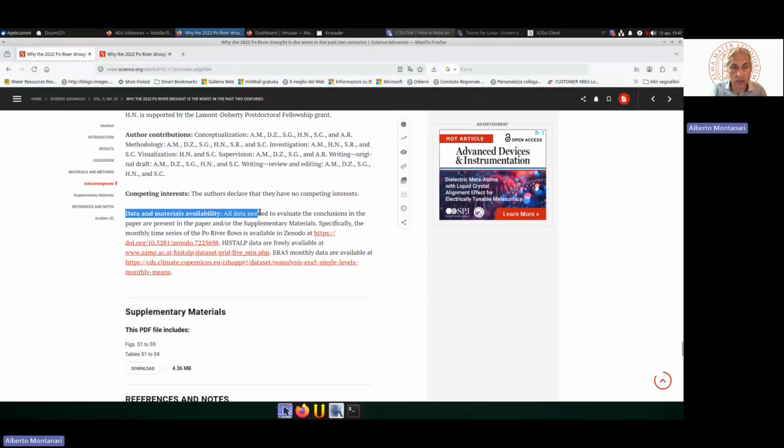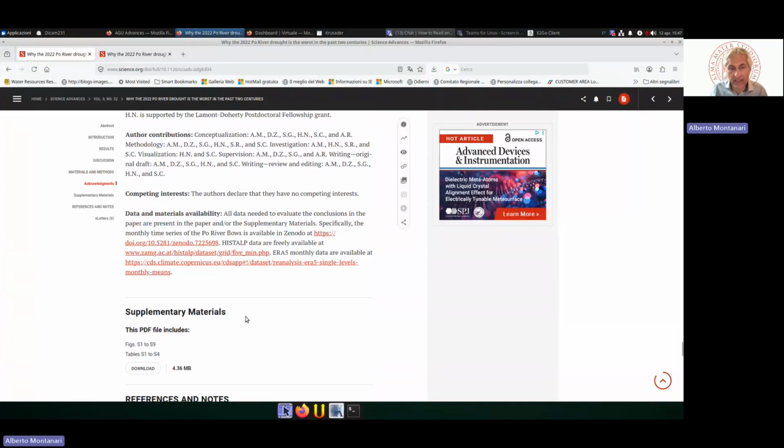And you see here all data needed to evaluate the conclusions in the paper are present in the paper, so are already presented in the text, and in the supplementary material, something that we discuss now. Specifically, the monthly time series of the Po River flow is available in Zenodo, and here there is the address, and then there are the location links to the other data that we used.